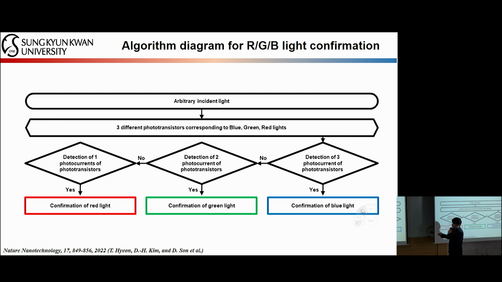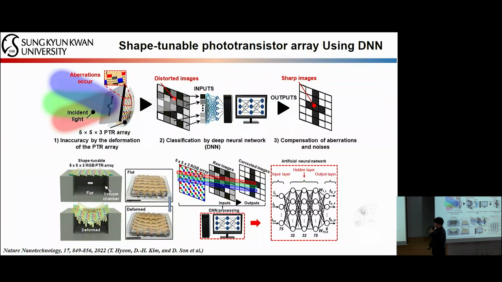If not, we can move to the second stage. If we detect the two kinds of currents, it should be green. If not, it should be red. This is very simple and straightforward for verifying the instant light information. So this is an overall concept of our optoelectronic system.